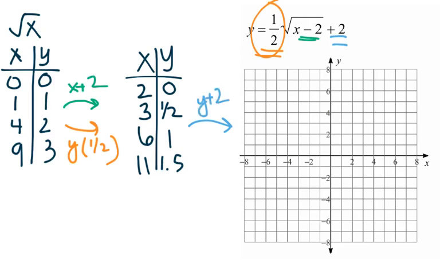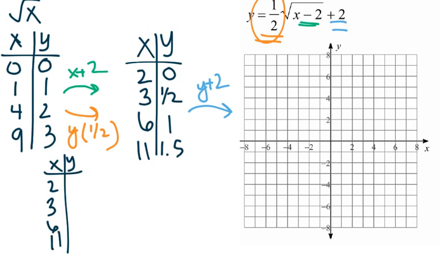It's on the outside of the function, so it's happening to my y values, and it is adding, so we add. So my x's stay the same, 2, 3, 6, 11, and my y values are going to be added by 2, right? Shifted up 2. So 2, 2.5, 3, and 3.5.